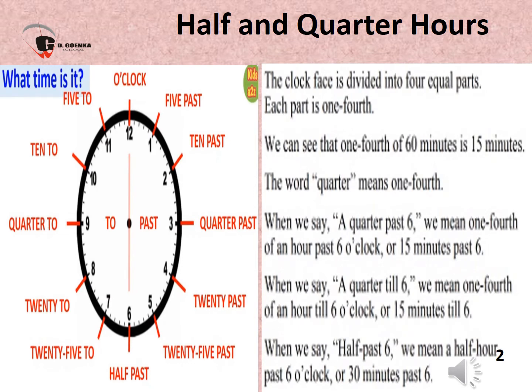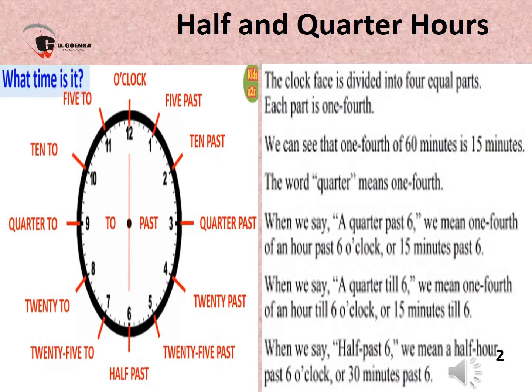Friends, now I'll explain you half and quarter hours. The clock is divided into 4 equal parts. Each part is 1/4. We can say that 1/4 of 60 minutes is 15 minutes. The word quarter means 1/4. So here, as you can see in the picture, 5 past, 10 past, quarter past, 20 past, 25 past and half past. Half past means 30 minutes.